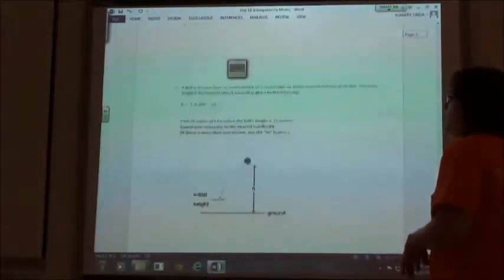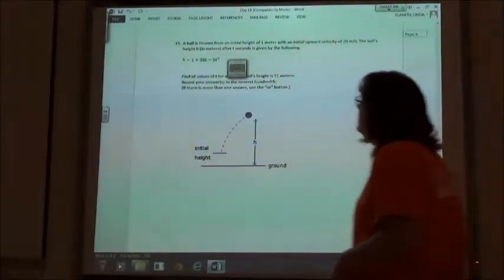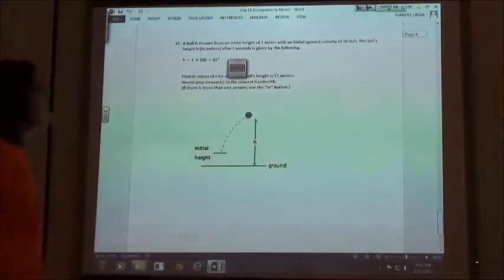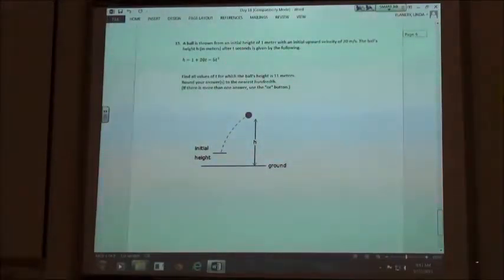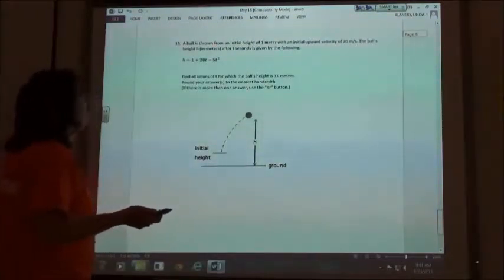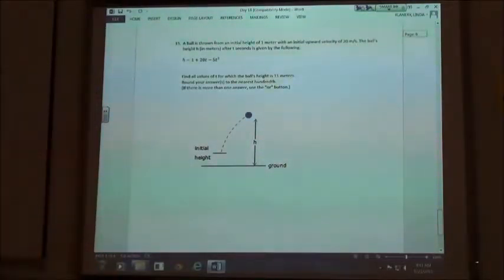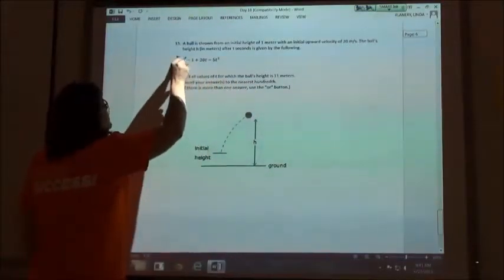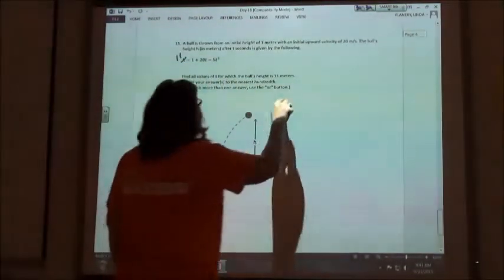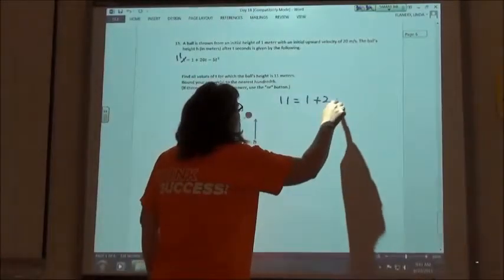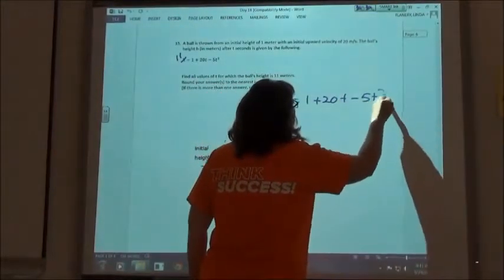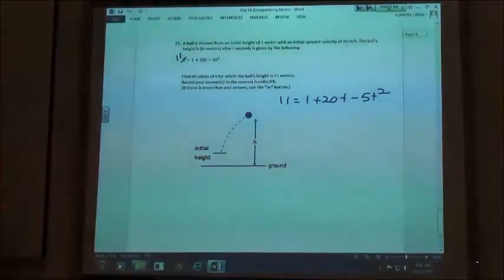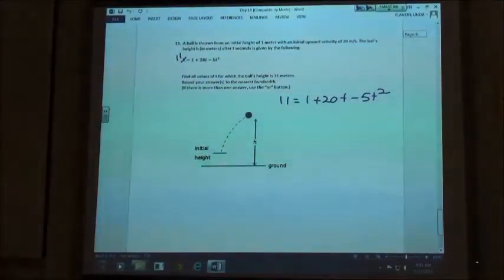Number 15 then. A ball is thrown from an initial height of 1 meter with an initial velocity of 20 meters per second. The ball's height in meters after t seconds is given by the following: h equals 1 plus 20t minus 5t squared. Find all the values of t for which the ball's height is 11 meters. So we want to put 11 in here for the h. 11 equals 1 plus 20t minus 5t squared. We, of course, need to set that equal to 0.